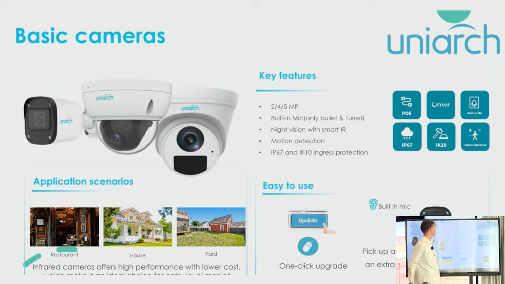Those cameras come in 2, 4 or 5 megapixel. The bullet and the turret camera have a built-in mic, and those cameras have night vision with the IR light, obviously with motion detection, and IP67. One of those cameras comes with the vandal-proof IK10. And here you can also see it on the bottom.